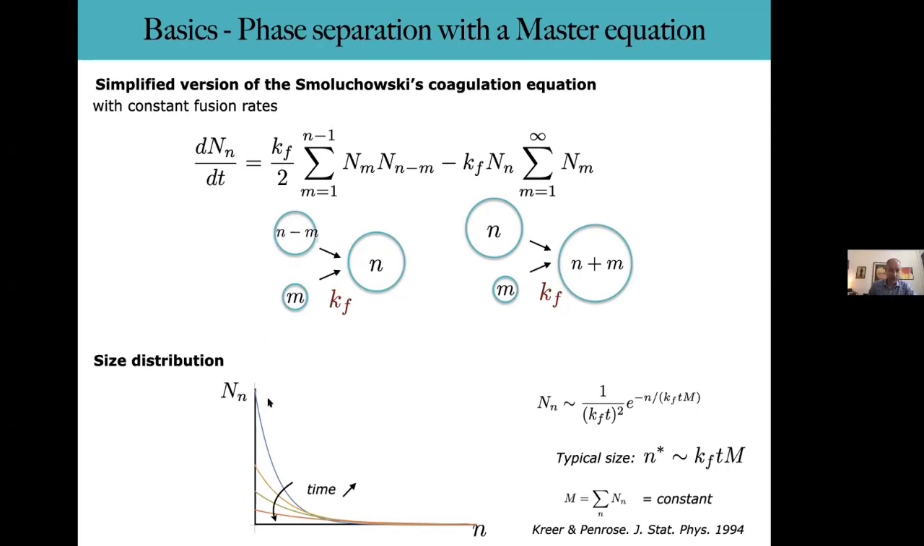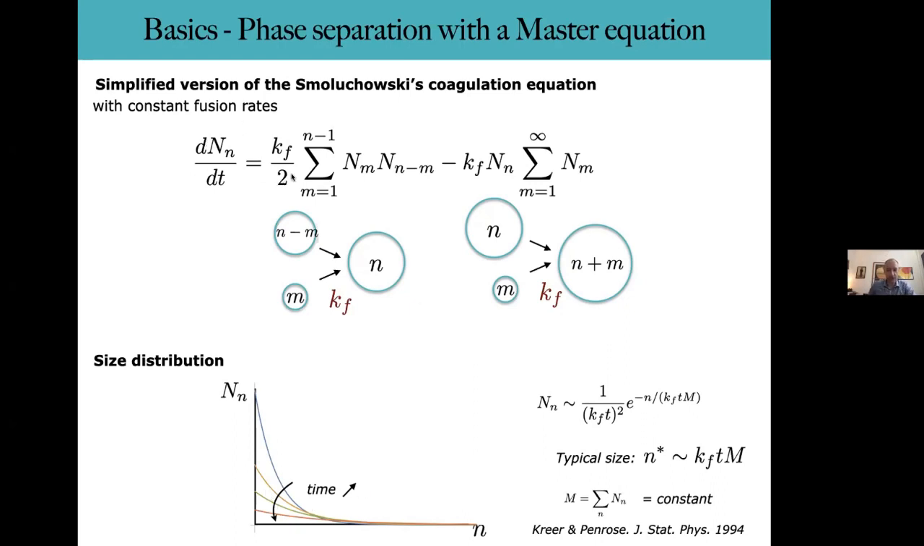And typically what you have is the size distribution evolving in time. So in blue, you have the early time size distribution where a lot of the compartments are small, and very few compartments are big. And over time, this distribution evolves like this. So the number of small compartments decreases and the number of large compartments increases.